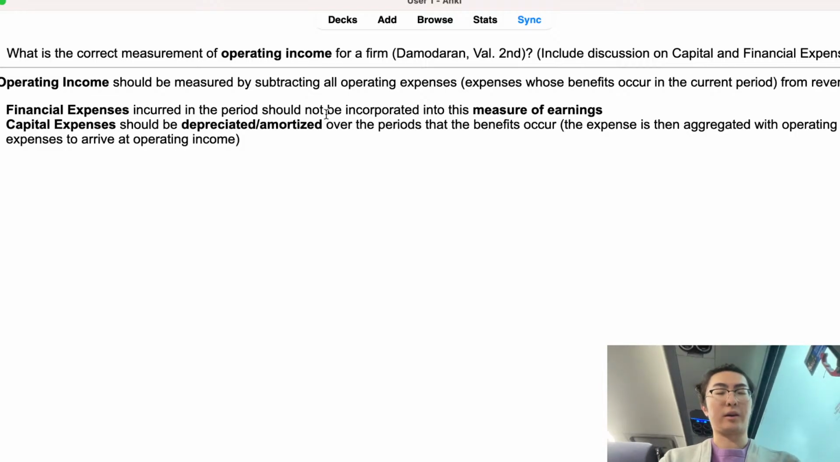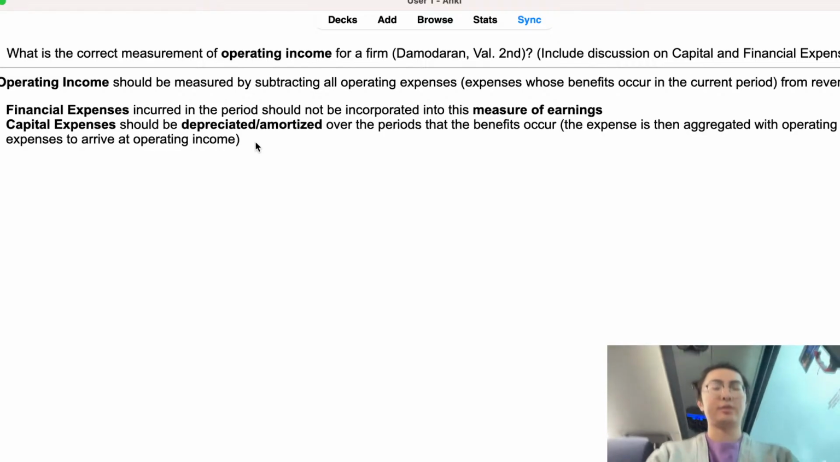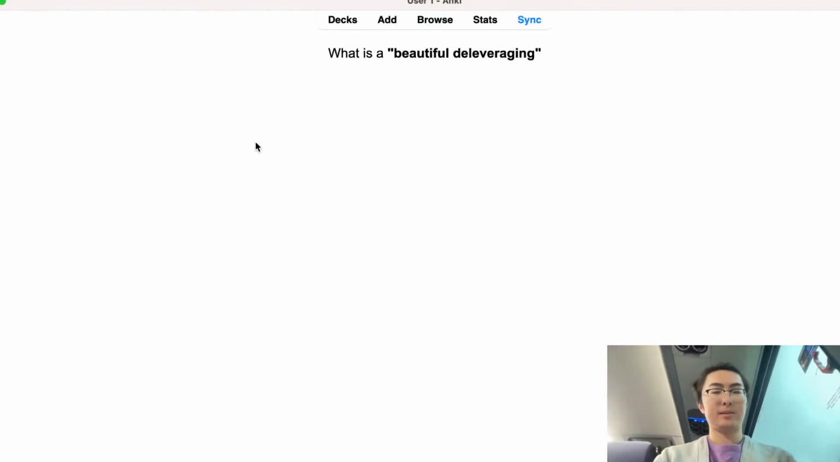Okay, so this is where he talks about capitalizing something. So it should be depreciated or amortized over the periods that the benefits incurred. Okay, that's it. It's hard. What is a beautiful deleveraging?